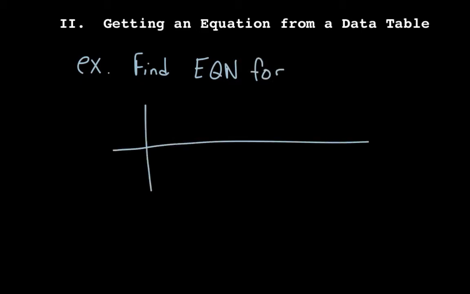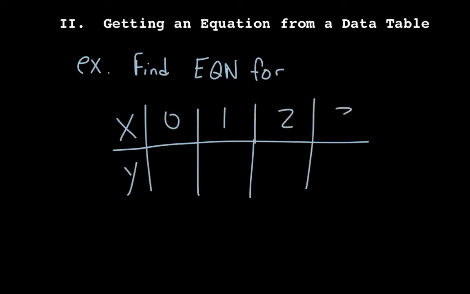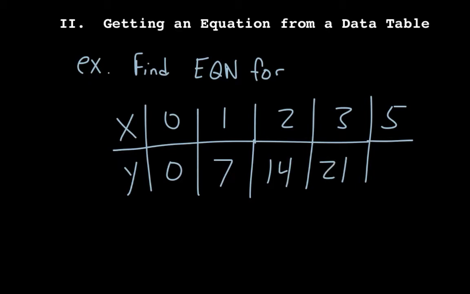We're just going to start out with an x and a y. If I read across my top row, I have 0, 1, 2, 3, and 5. So 0, 1, 2, 3, 5. My bottom row for my y values, I have 0, 7, 14, 21, 35.